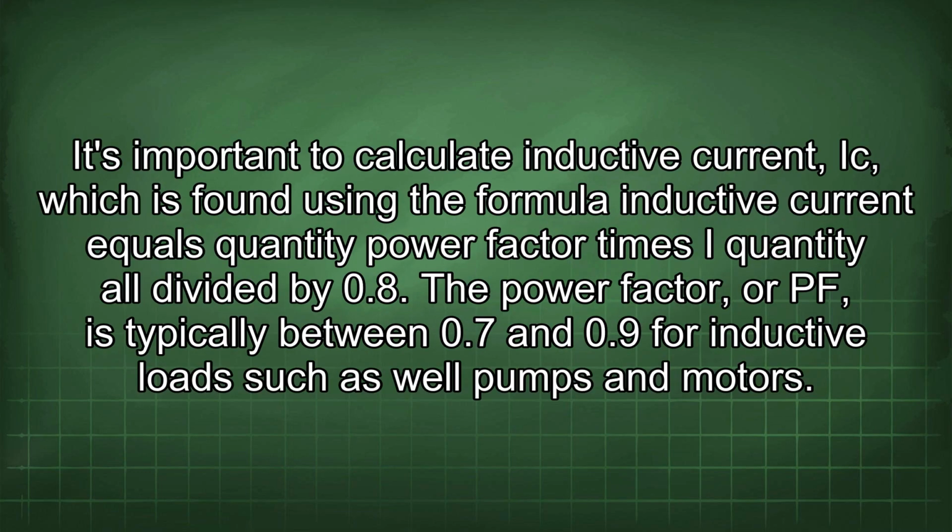It's important to calculate the inductive current IL, which is found using the formula: inductive current equals quantity power factor times I quantity, all divided by 0.8. The power factor, or PF, is typically between 0.7 and 0.9 for inductive loads such as well pumps and motors.